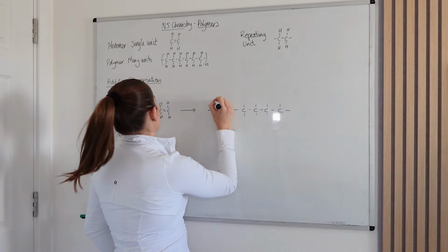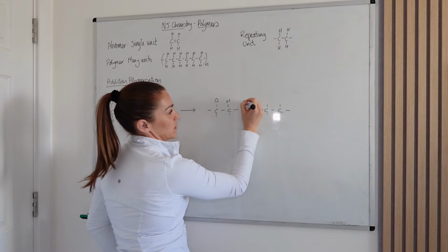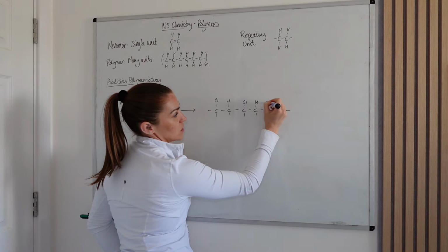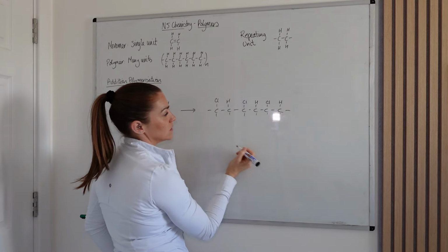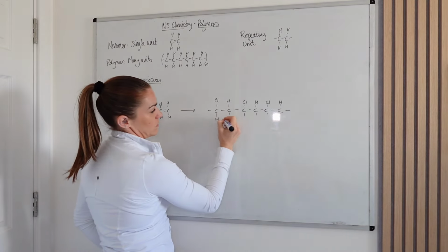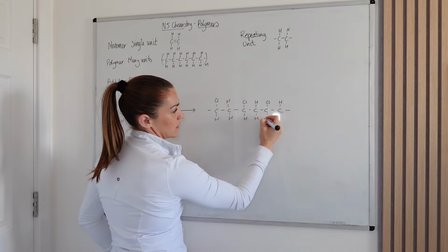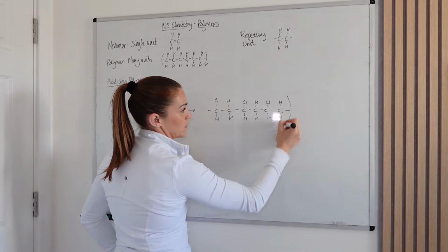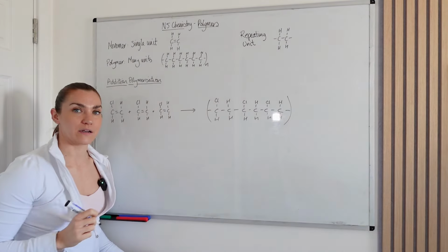So that's the pattern that I'm going to repeat across the top here. CLH, CLH, CLH. Okay. Then along the bottom, we've just got H, H, H, H, H, H. So we would add those in as well. Then to finish off our polymer section, we just put our brackets around it.